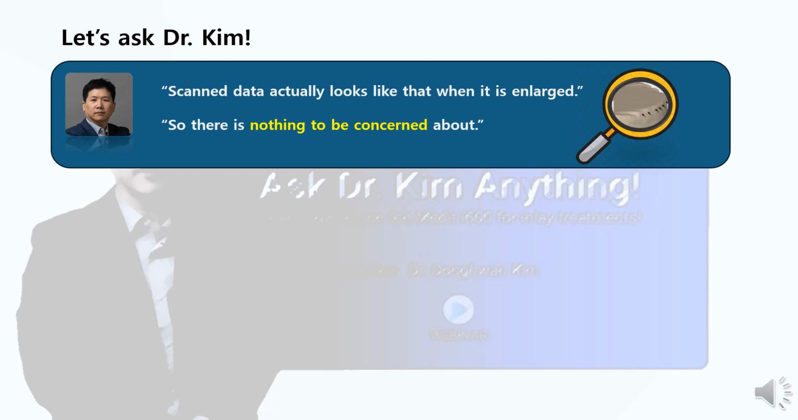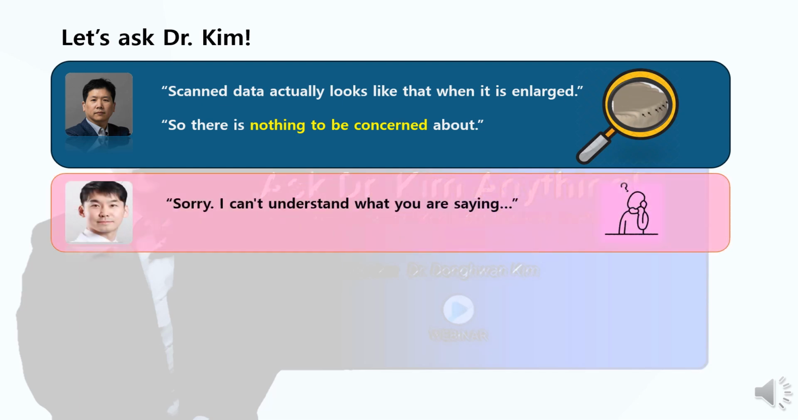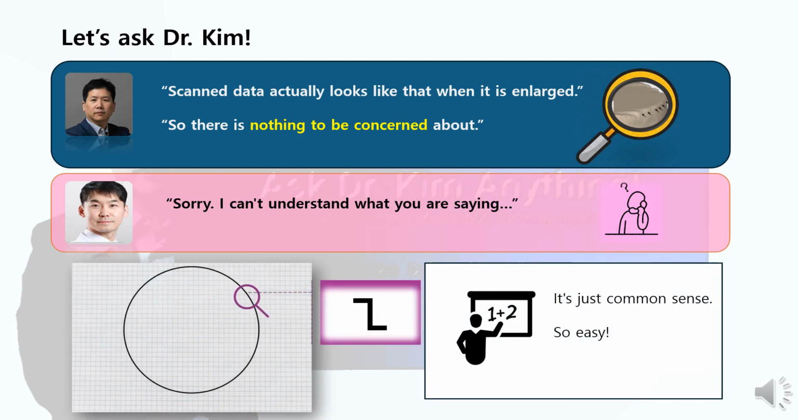Scanned data actually looks like that when it is enlarged, so there is nothing to be concerned about. When I heard this for the first time, I didn't understand what he meant. He explained this using an example where he draws a circle on large grid paper. He told me that, in the exact same way, when scan data is extremely enlarged, the margin edges are not expressed as right angles, but instead appear round.